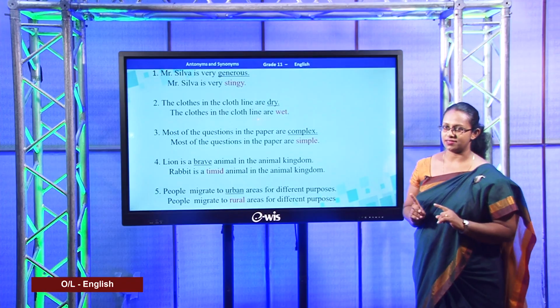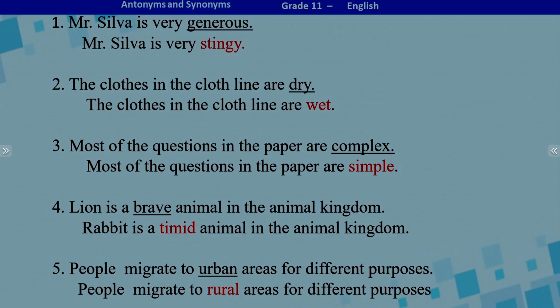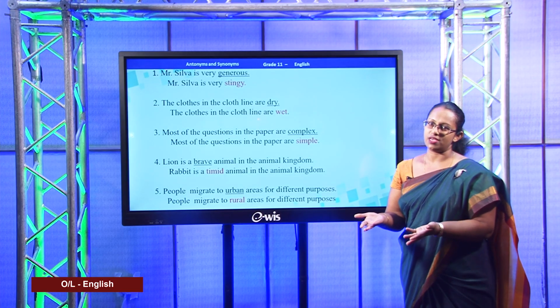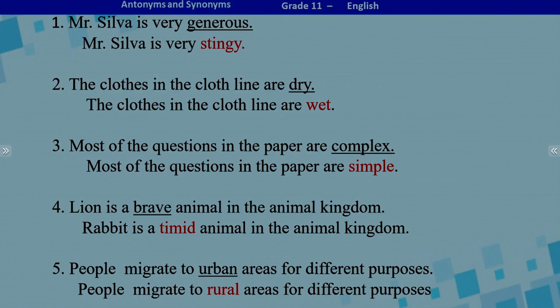Okay, children, I suppose that you have completed the work. Now, let's check the answers. First one, Mr. Silva is very generous. Do you know what generous is? Mr. Pereira is willing to give what he has to the others. And did you get the opposite of generous? Yes, that is stingy.